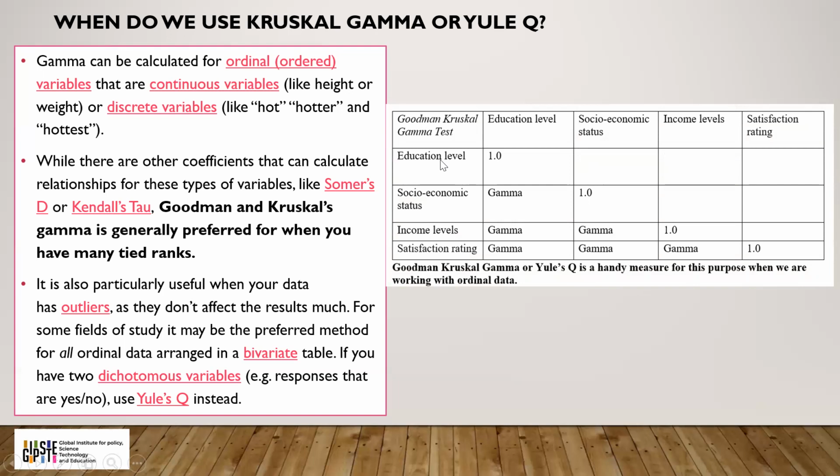If you look at the table here, we have the Goodman-Kruskal gamma test. So you see that we have education level, socioeconomic status, income level, and satisfaction rating. They are all ordered. So in this case, it's a good idea to stick to the Goodman-Kruskal gamma. However, if, let's say, we have gender here, and the rest are ordered, it's a good idea to use Yule's Q. So Yule's Q is a good technique to use to measure correlation whenever you have mixed data of ordered and binary variables.